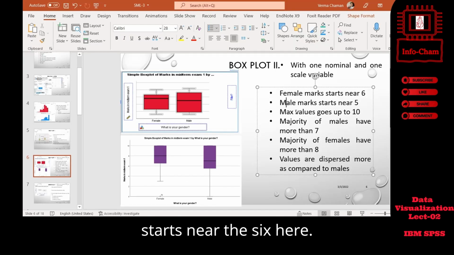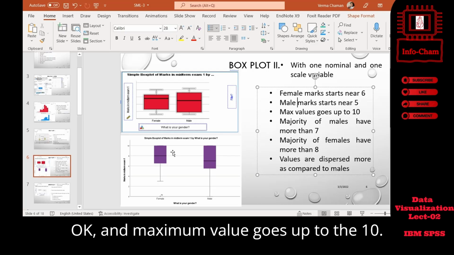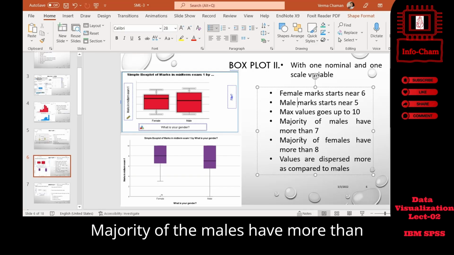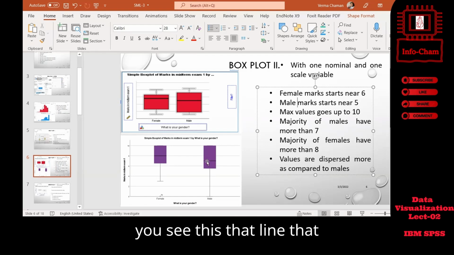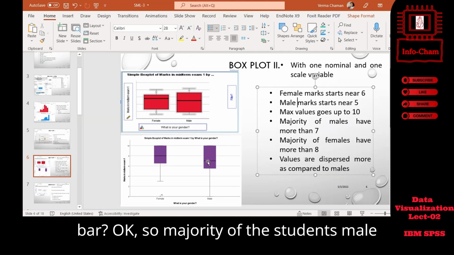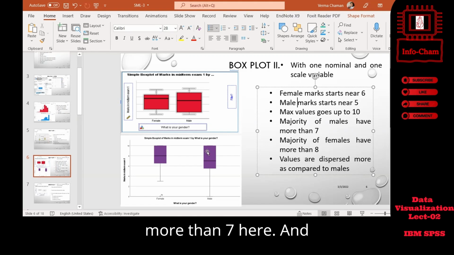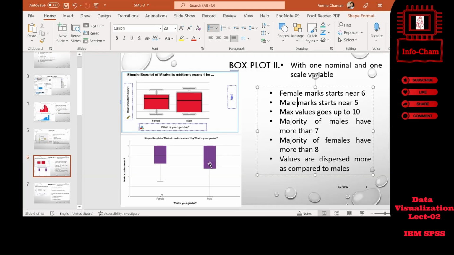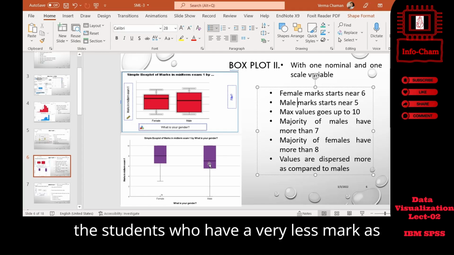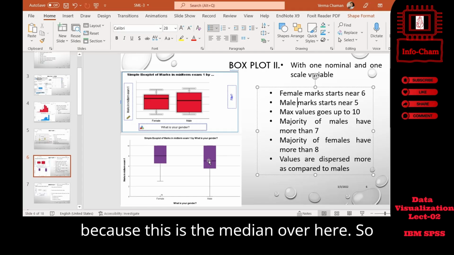Female marks start near 6, and the maximum value goes up to 10. The majority of the males have more than 7. Can you see that line, that bar? So the majority of the male students are above 7 here, and the lower portion tells me about the students who have very low marks, because this is the median over here.